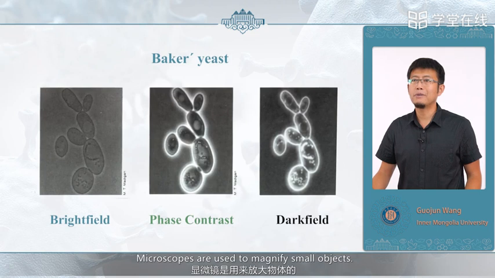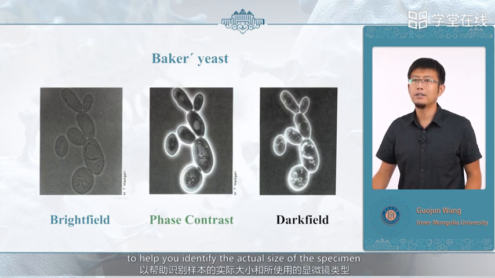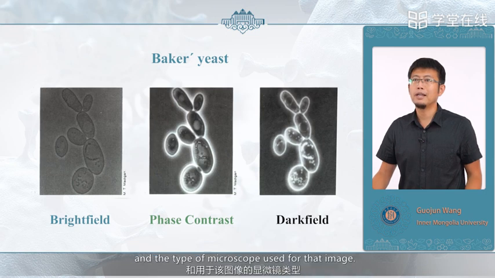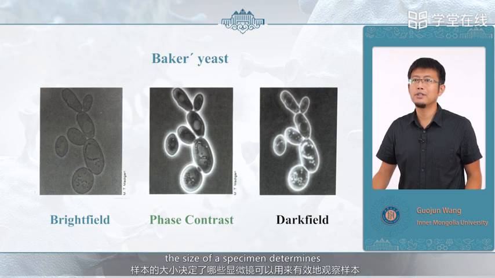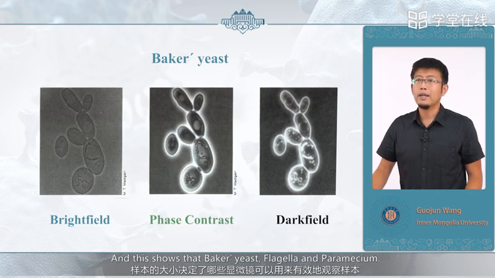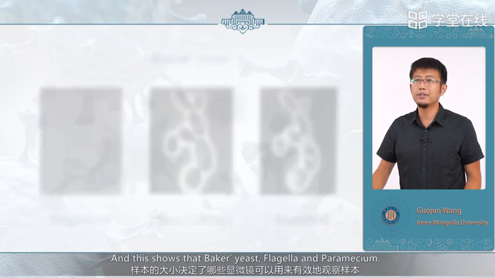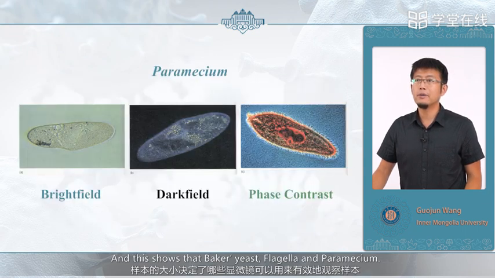Microscopes are used to magnify small objects. Most micrographs shown have size bars, symbols to help you identify the actual size of the specimen and the type of microscope used for that image. Because different microscopes have different resolution ranges, the size of the specimen determines which microscopes can be used to view the specimen efficiently. And this shows Baker's yeast, flagella, and paramecium.